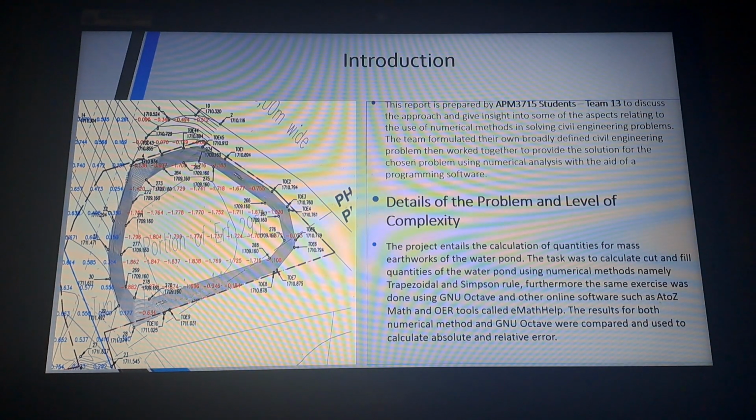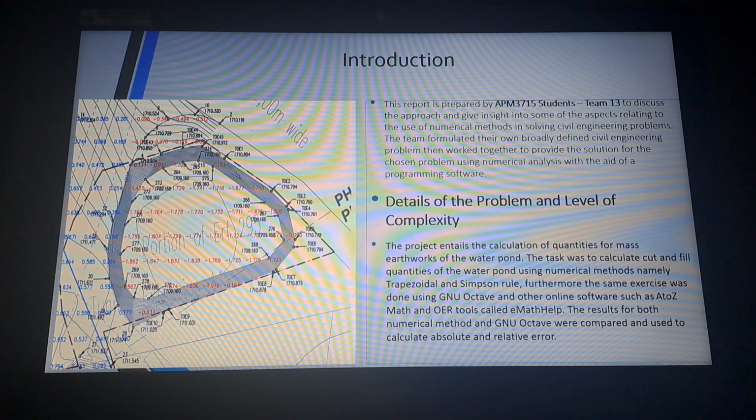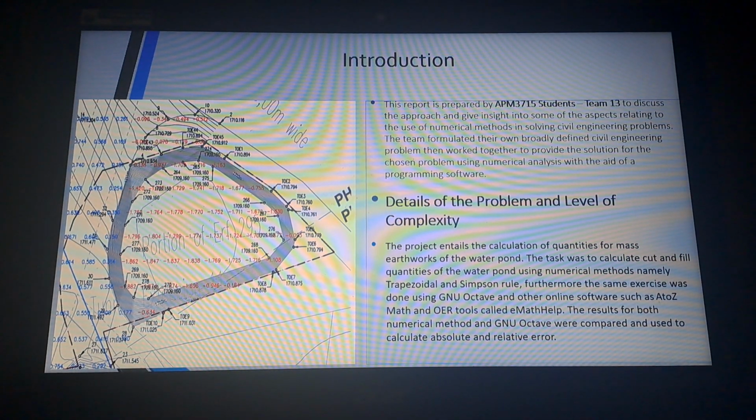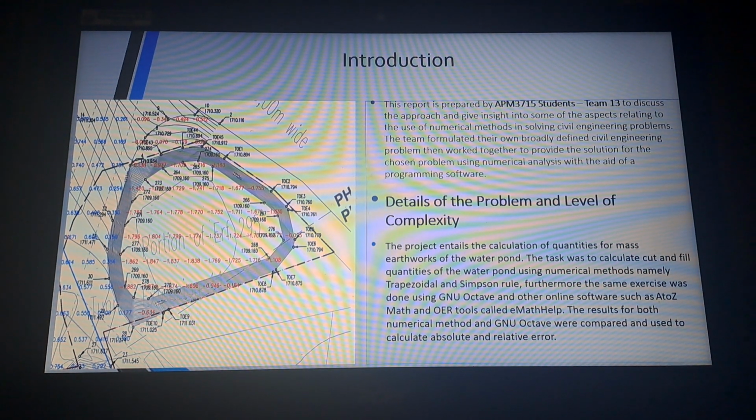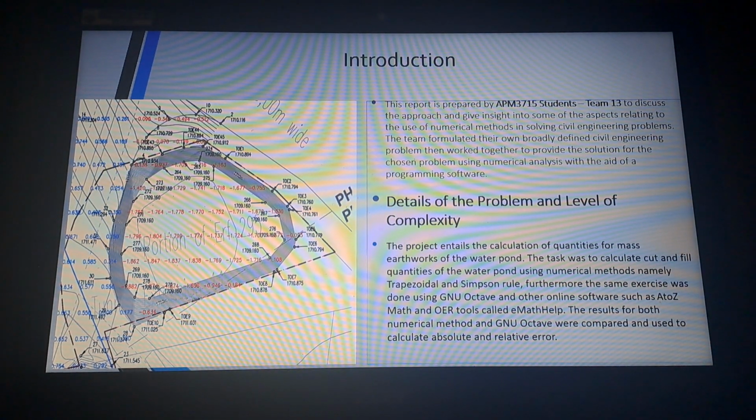The team formulated their own broadly defined civil engineering problem, then worked together to provide the solution for the chosen problem using the numerical method analysis with the aid of a programming software. Details of the problem and level of complexity.